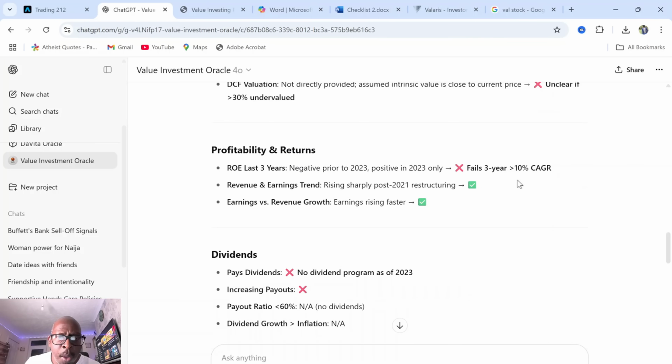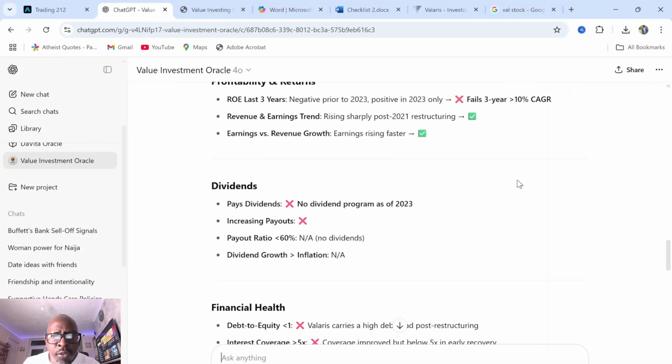So profitability and returns, the return on equity has failed for the last 3 years. So this company Velaris is more of a turnaround. It's a company that has gone out of favor. It's been making losses, or it's not been very good, but it's now turning around. So that's what Velaris is, and they're into oil drilling. So revenue and earnings rising sharply.